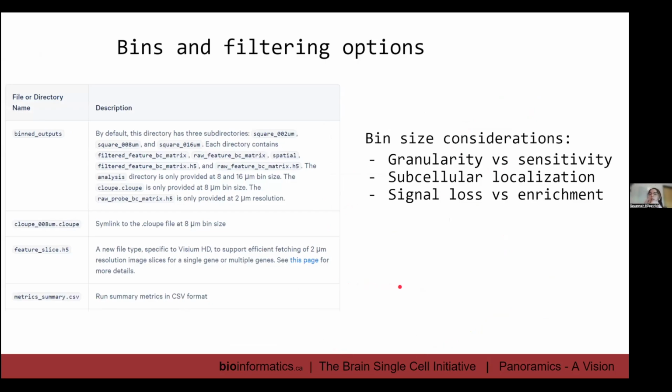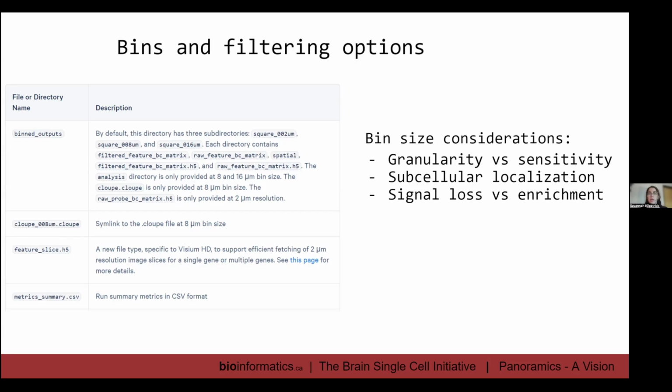So bins, we've talked a little bit about bins. Naturally, 10x has a 2x2 micron bin, which is very tiny. However, it does provide more aggregate data forms in the 8 or 16 micron bins. And your initial inclination might be to go to the most granular bin type, so 2x2 micron. But I just want to caution that that does come with a cost.